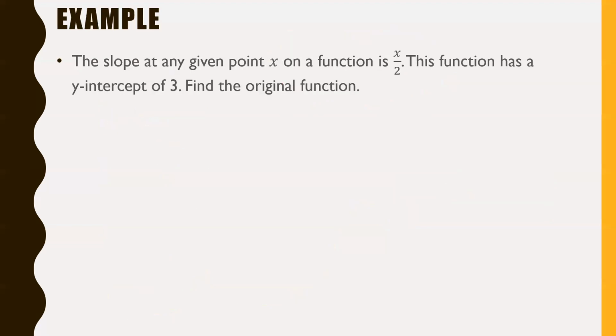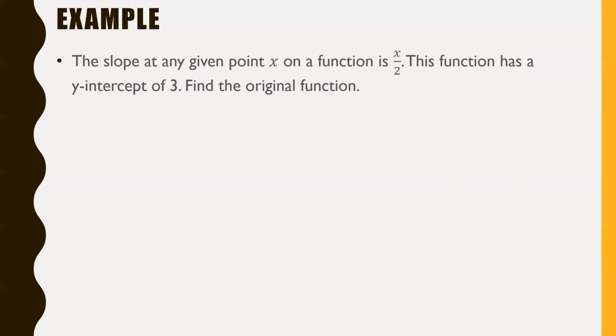All right, so here's another example. This one's a little bit more complicated, mostly just because of the wording. If you want to give this one a try on your own, feel free, but otherwise I will go over it. The slope at any given point x on a function is x over 2. This function has a y-intercept of 3.